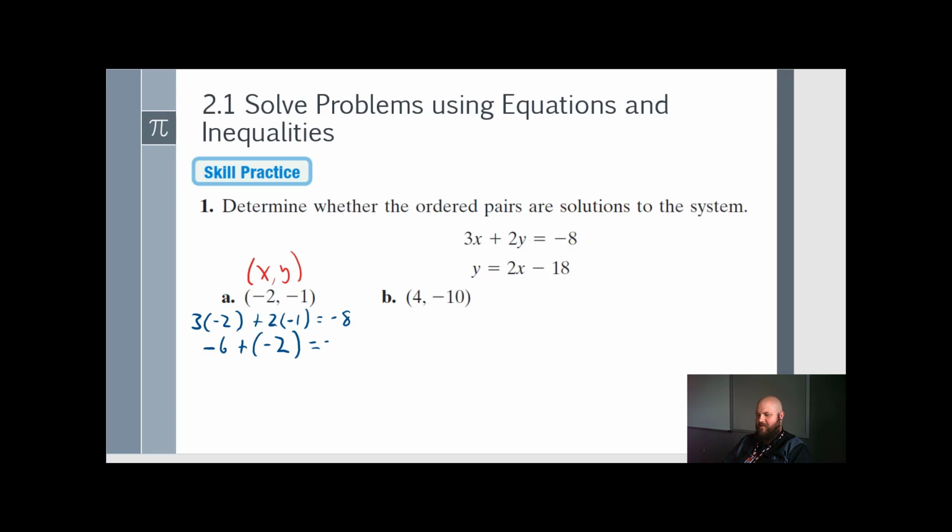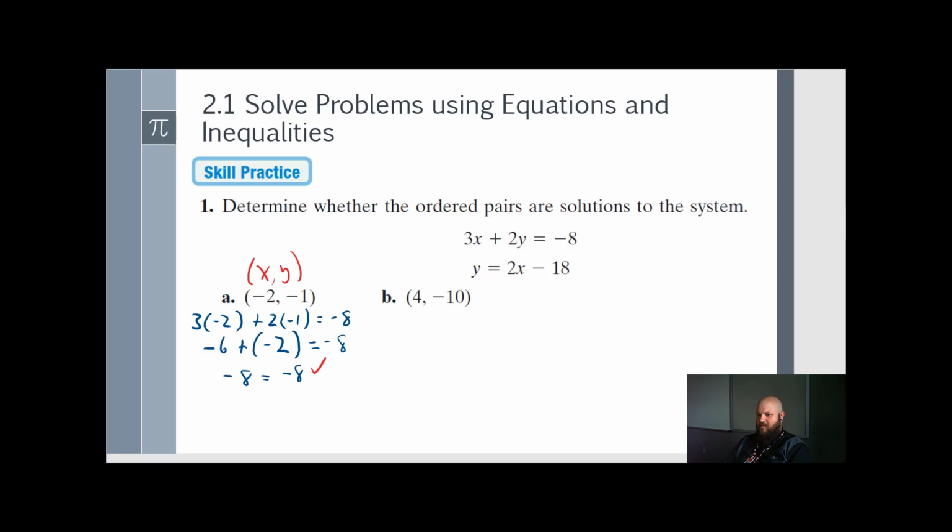Okay, and that equals negative 8. Well, negative 6 plus a negative 2, the signs are the same, so we just need to add the actual values. So we get an 8, we still have a negative, so it equals a negative 8. So the first equation works out.